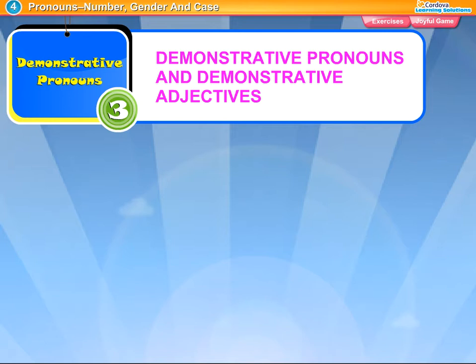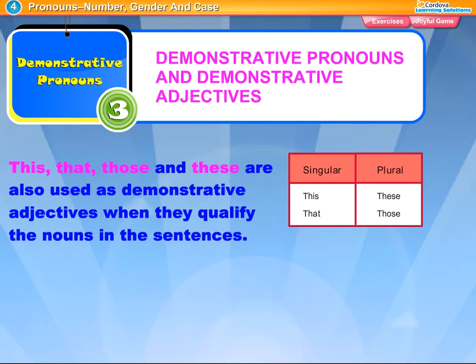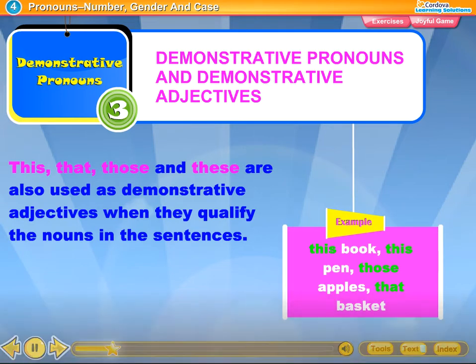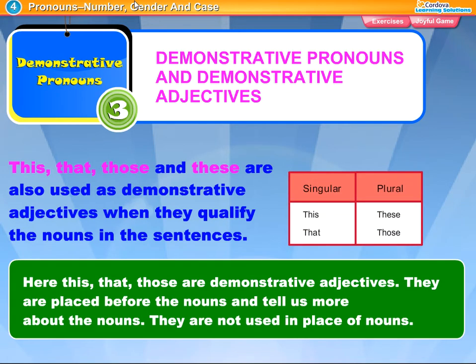Demonstrative pronouns and demonstrative adjectives. Singular, plural. This, these, that, those. This, that, those and these are also used as demonstrative adjectives when they qualify the nouns in the sentences. Examples: this book, this pen, those apples, that basket. Here, this, that, those are demonstrative adjectives. They are placed before the nouns and tell us more about the nouns. They are not used in place of nouns.